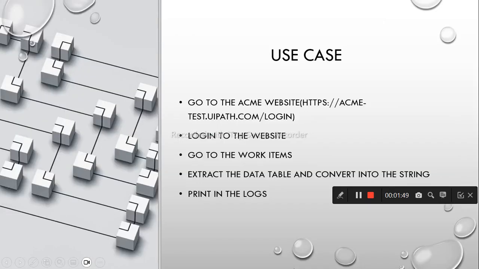So here we have a small use case where we need to go to the Acme website and log into that website. After that, in the website we need to click on the work items. In the work items we will get a data table, and that data table we need to extract, convert into a string, and then print into the logs. So here we will go into the orchestrator.